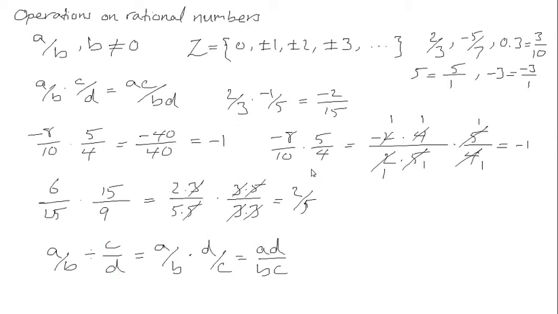Okay, let's take a look at one example. Negative 5 over 8 divided by 7 over 3. So it's negative 5 over 8 times 3 over 7. This gives me negative 15 over 56.